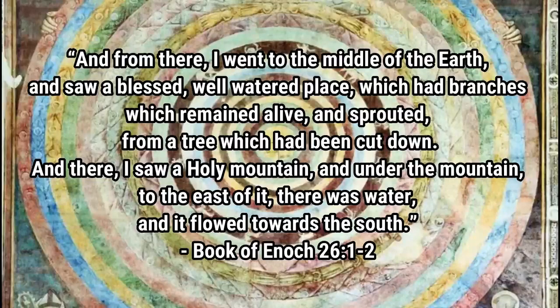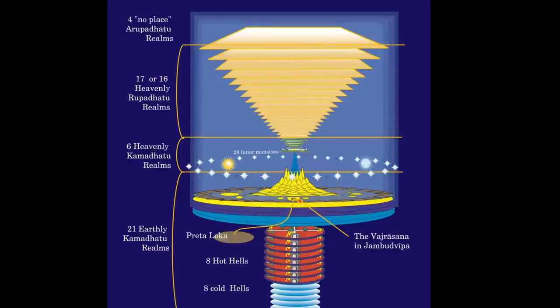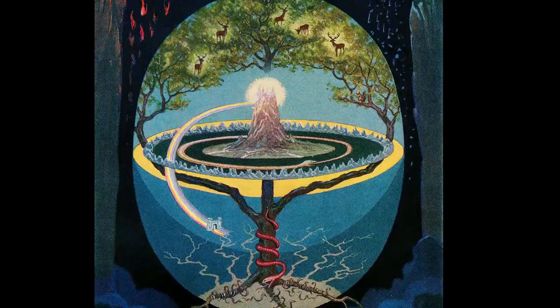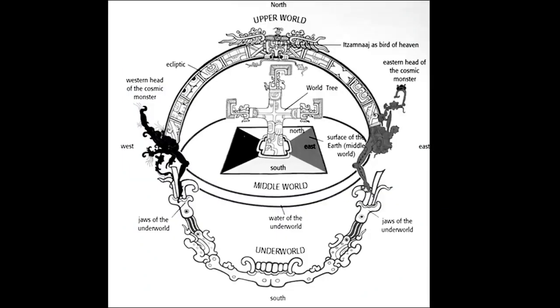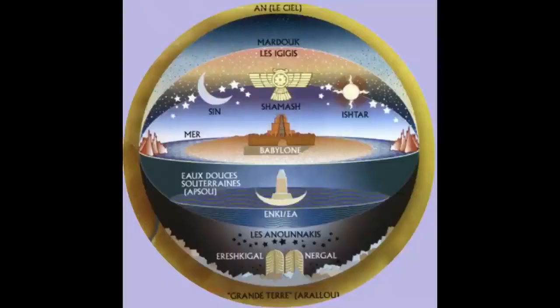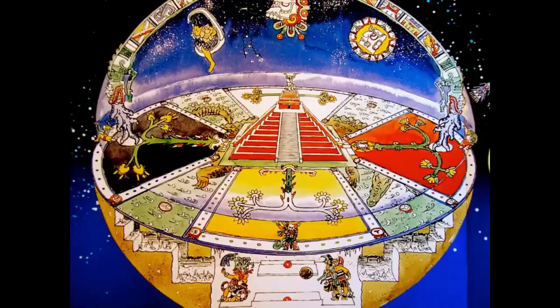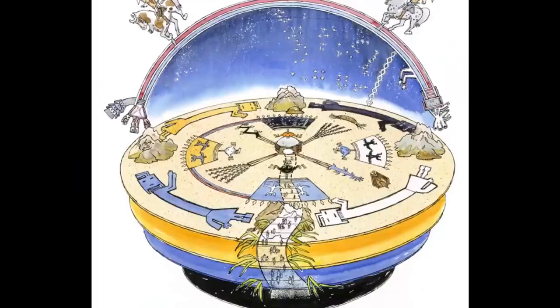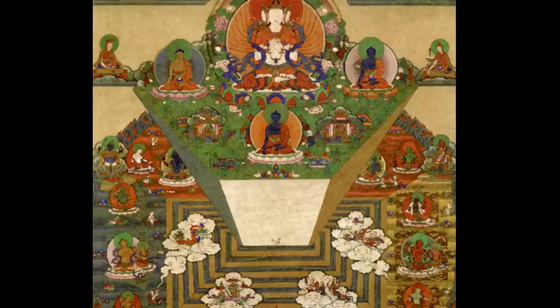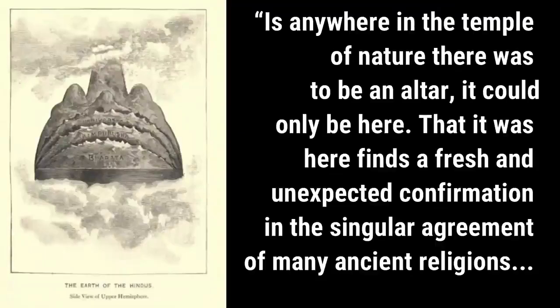All cultures have their own versions of this central axis, Mount Meru, or what the Bible refers to as the Tree of Life. Heaven's altar right here on earth. William D. Warren in Paradise Found states, "If anywhere in the temple of nature there was to be an altar, it could only be here."